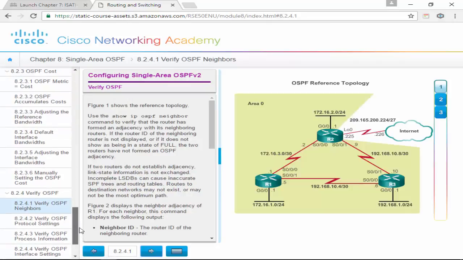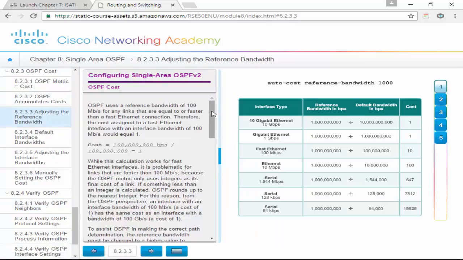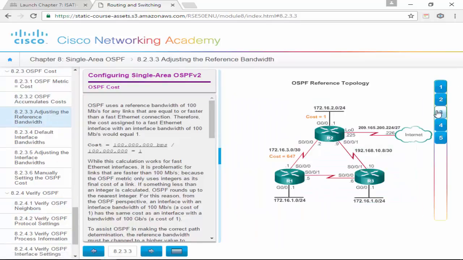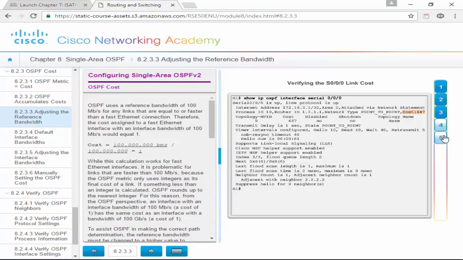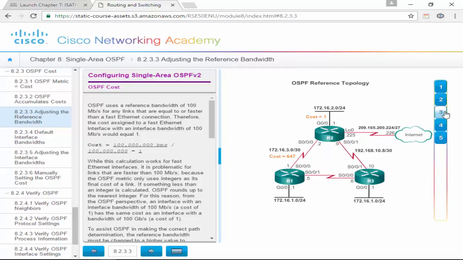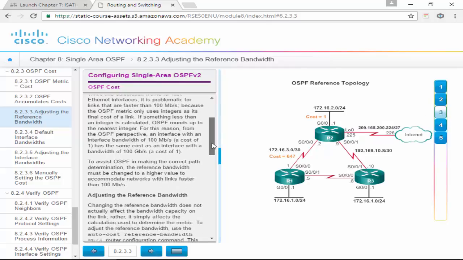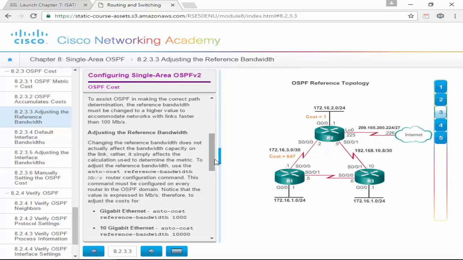Should have been. Here it is, adjusting bandwidth reference. I must have missed the command here. It must be here somewhere. Here it is.